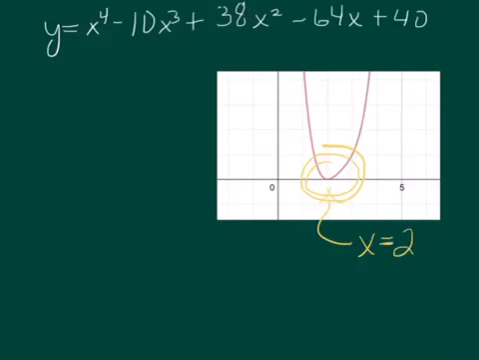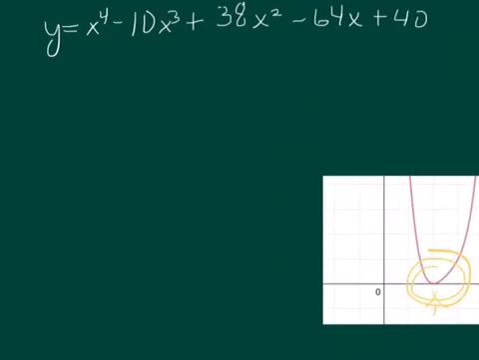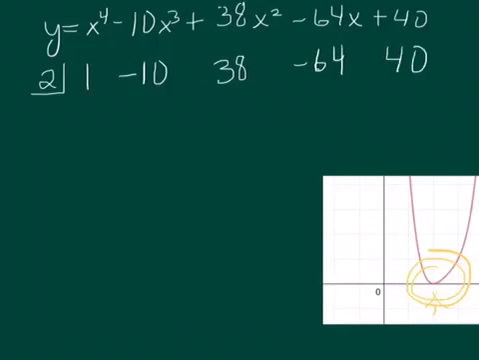So let's use some synthetic division to find out if that actually is a 0. So I'm going to put 2 in there as my 0, and then remember I've got just my coefficients. I don't need that plus sign anymore. 38, negative 64, and 40.